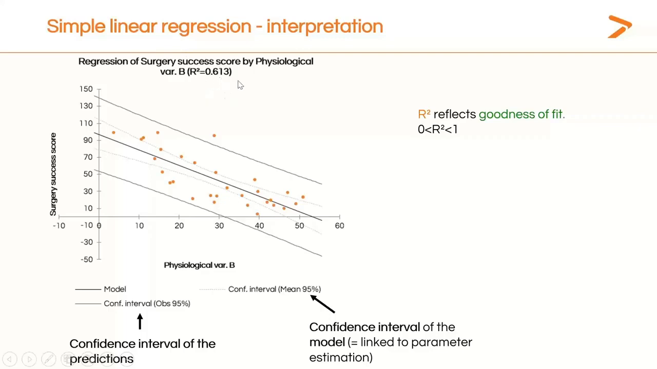This is the R-square. It reflects goodness of fit, and it's bounded between 0 and 1. So the closer the R-square is to 1, the narrower the points are dispersed around the line. And the closer R-square is to 0, the more dispersed are the points around the line.